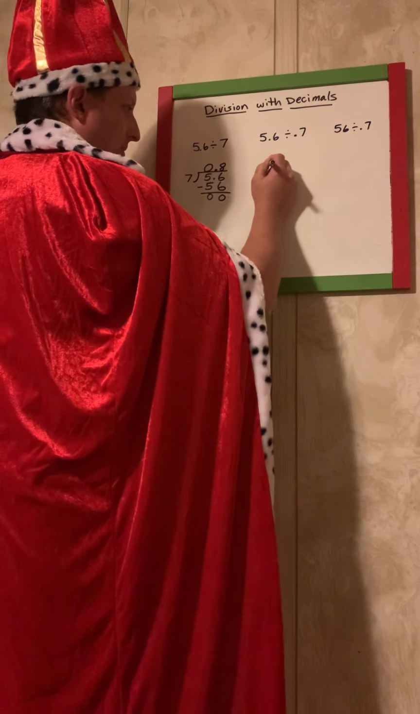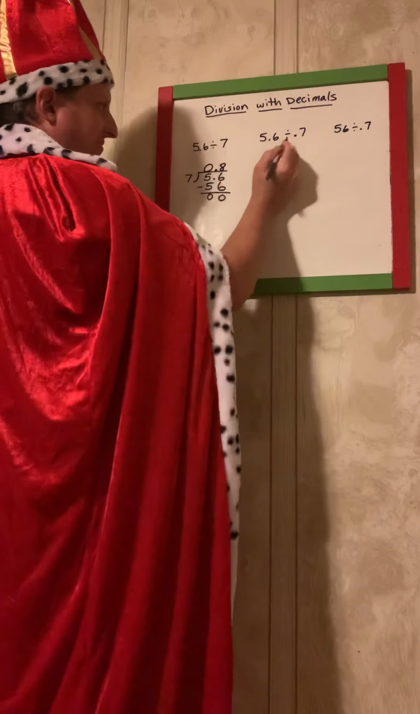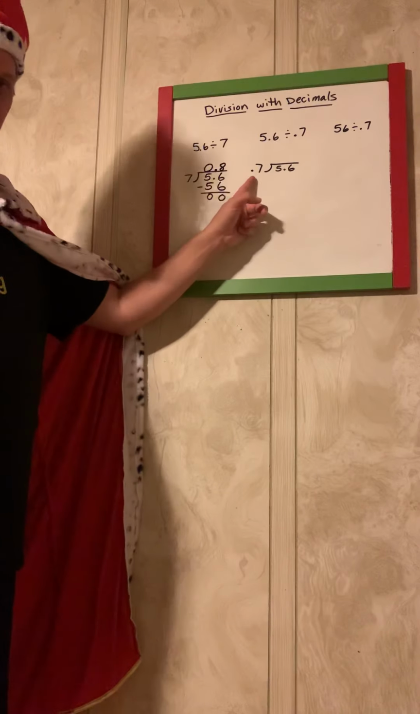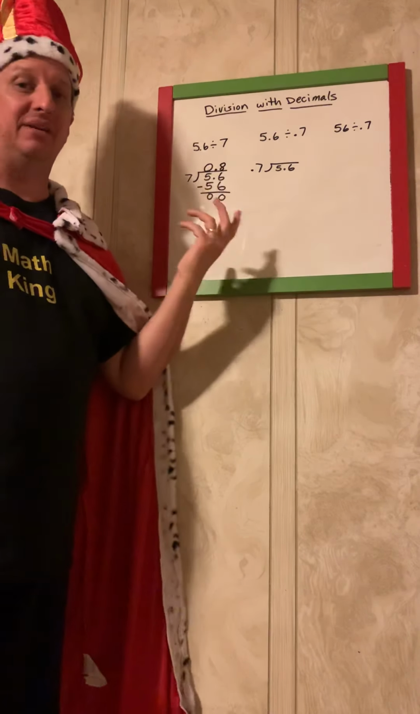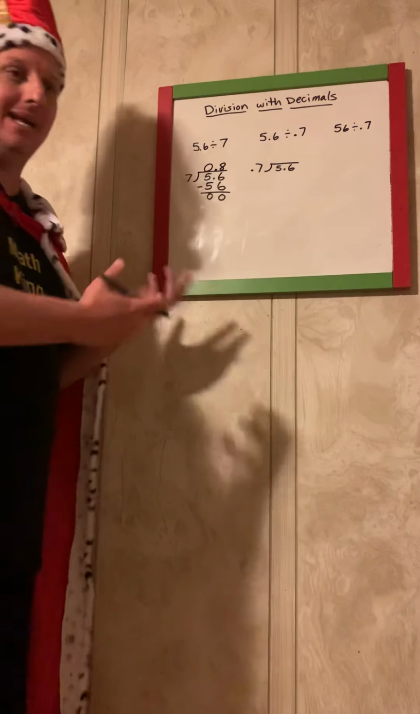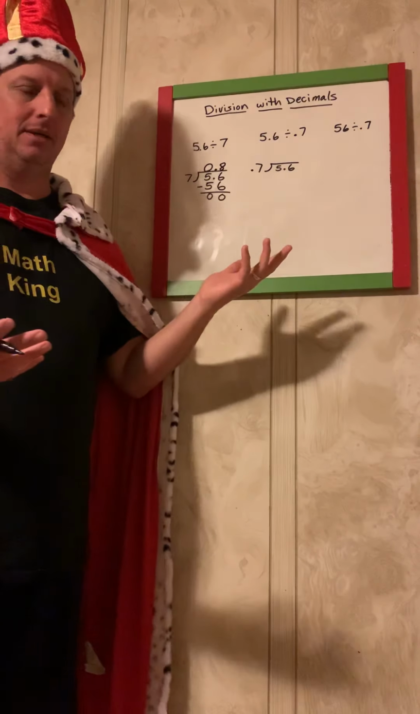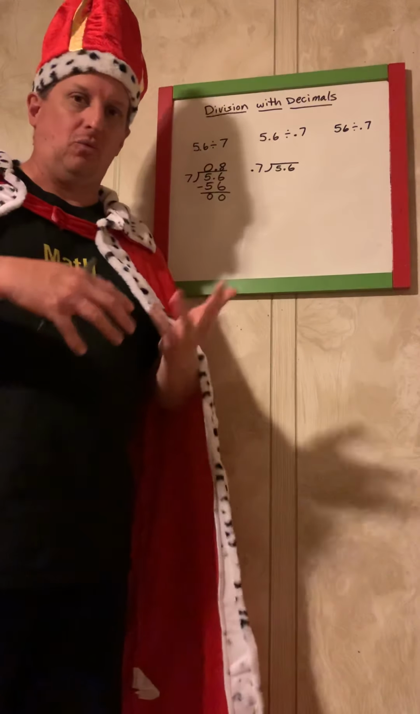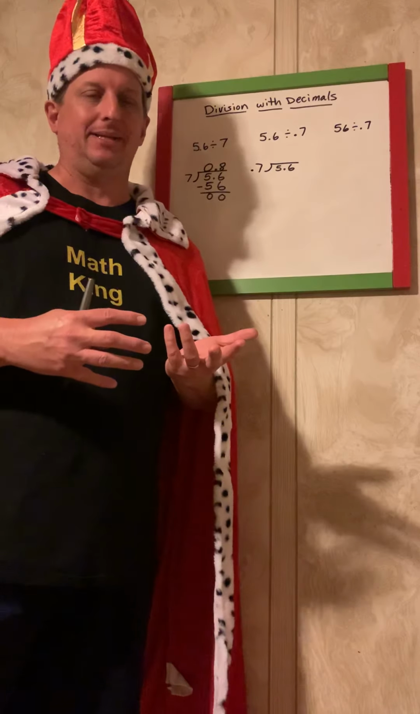So let me write my problem here. It's 5 6/10 divided by 7/10. Now here's where I have a problem. I cannot have a decimal in my divisor. I need to take that decimal and get rid of it. But I can't just erase it, because whatever I do to this number, I have to do the same to this number. Now, the technical description of what we're doing here is multiplying by powers of 10 to get rid of that decimal.